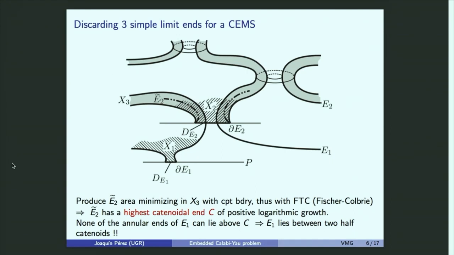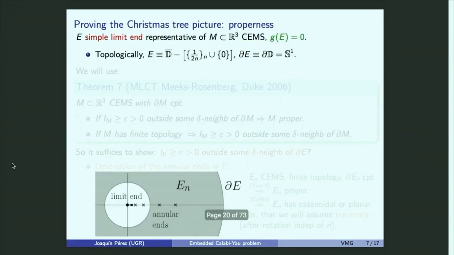Okay, so now what? Right. So I have more or less 40 minutes to try to convince you that properness holds for the Christmas tree picture, and this is my goal. Okay. So take now and forever a simple limit end E, a representative that I can assume has genus 0, as I explained before, of a complete embedded minimal surface, and I want to prove properness for E. Well, the topological description of my end is like here, more or less, but I don't know how this embeds in space, right? So the topological picture is just the unit disk.